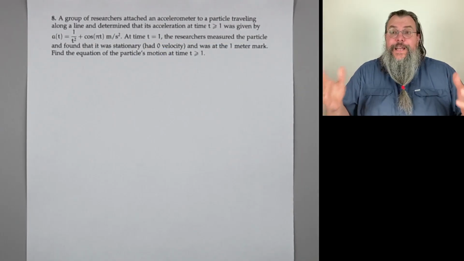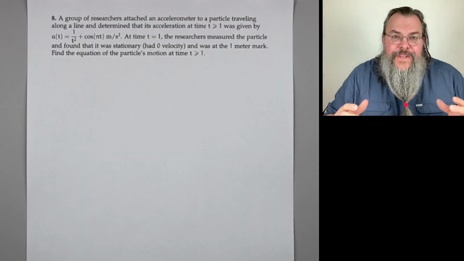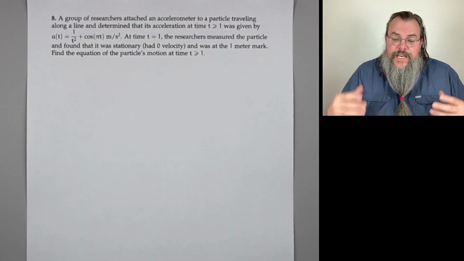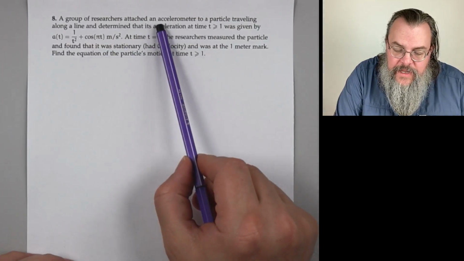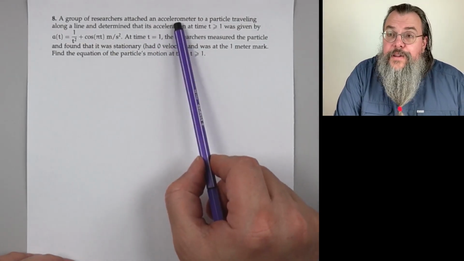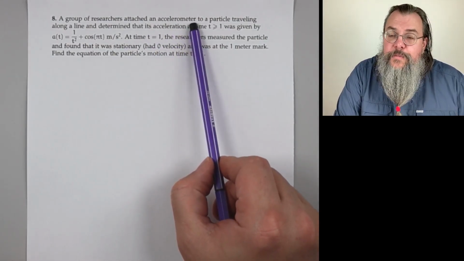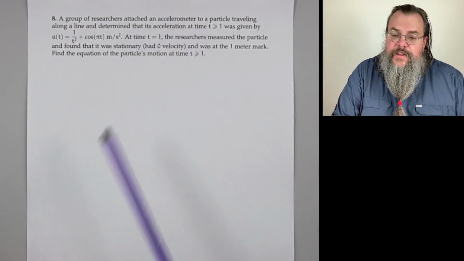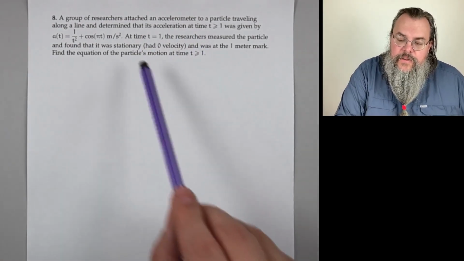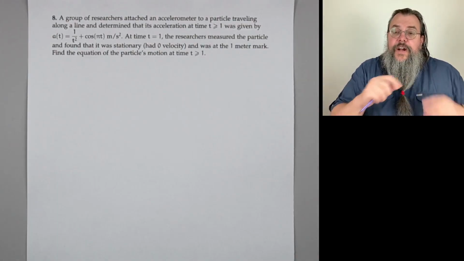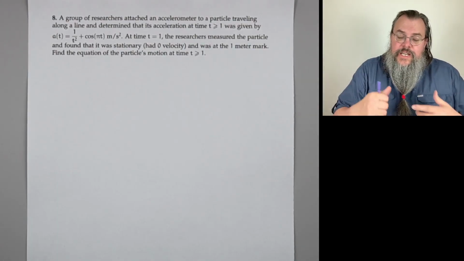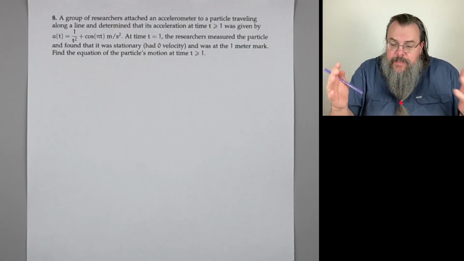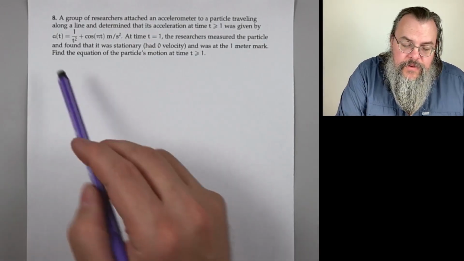Number 8, our last problem. Woohoo! A group of researchers attached an accelerometer. Now, you can kind of figure out what this means. Acceleration, meter, means we're measuring. It's something that can measure the acceleration. And okay, so it's attached to a particle traveling along a line, and they determine that its acceleration at any time t greater than or equal to 1 was given by a formula.